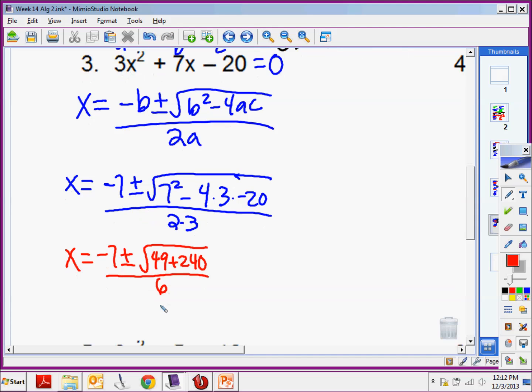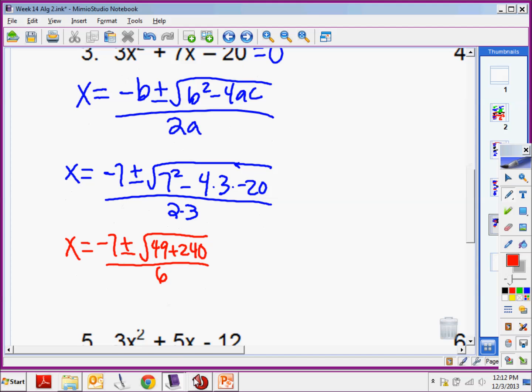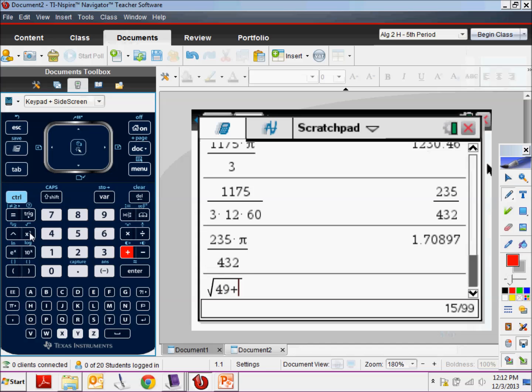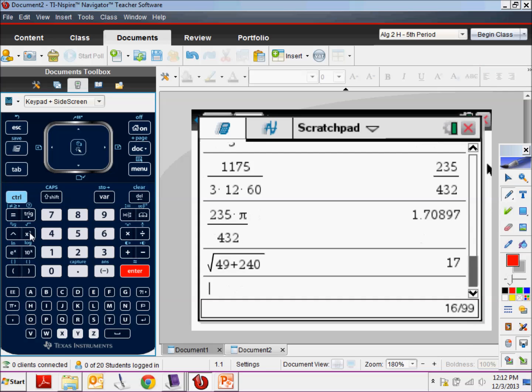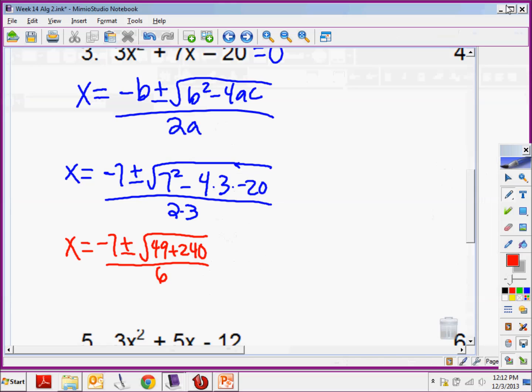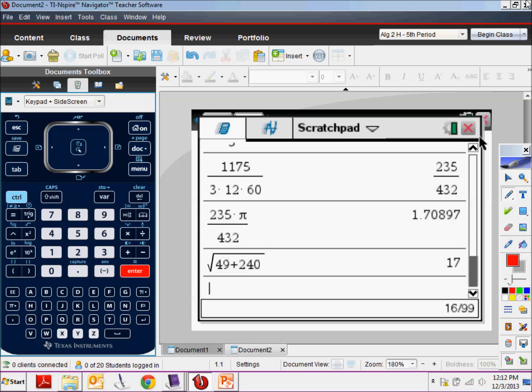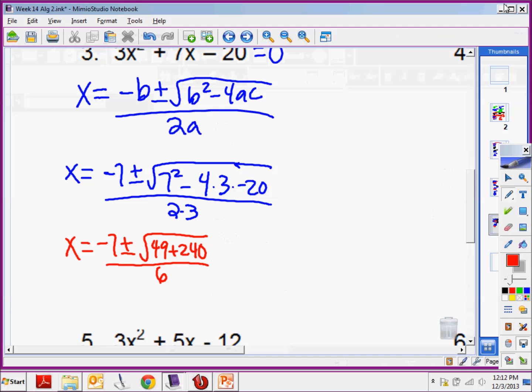Alright, so in the calculator, could I find out what the square root of 49 plus 240 is? It's negative 17. Oh, wait, never mind. A negative times a negative is a positive. I didn't write the negative twice. So the square root is 17. So the square root of 49 plus 240 is 17. So I end up with negative 7 plus or minus 17 over 6.